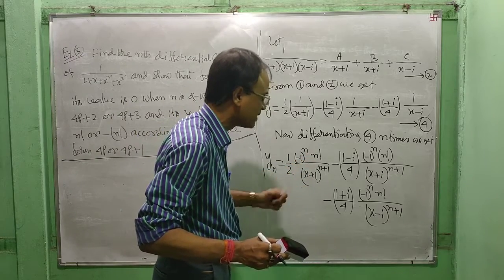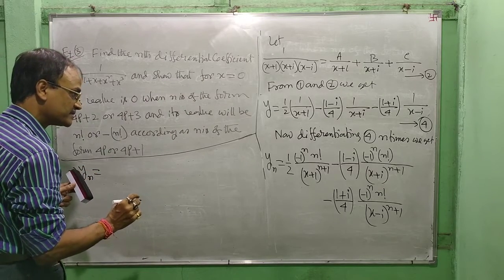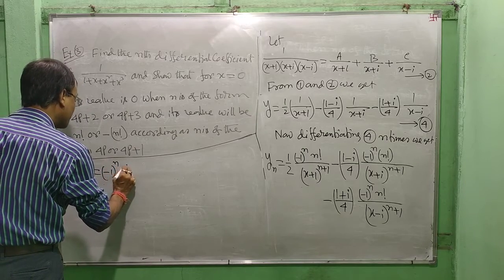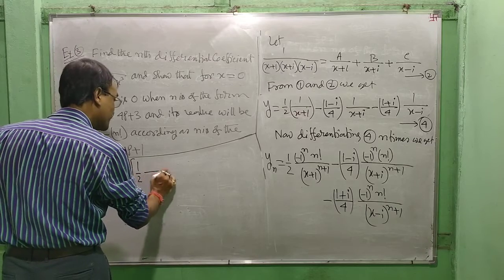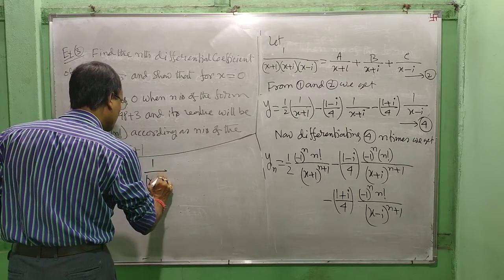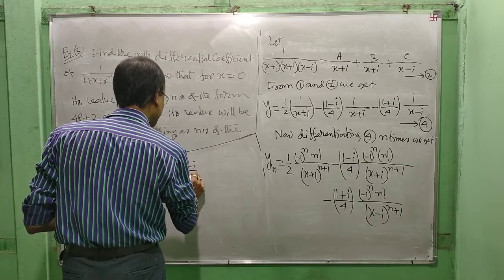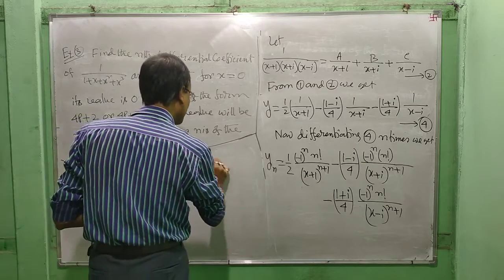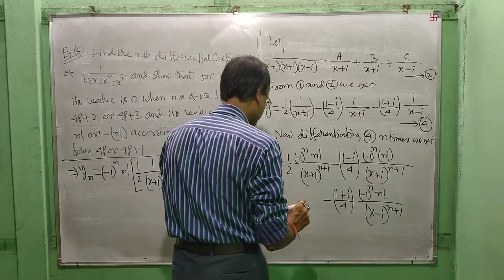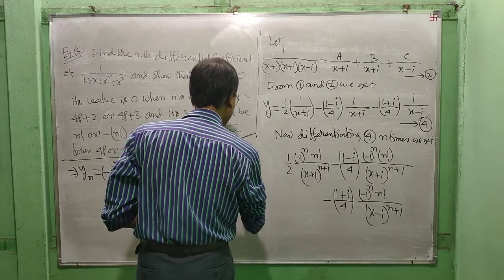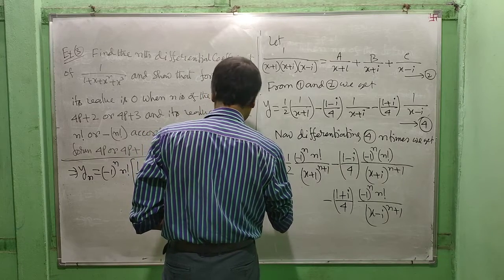Now minus 1 whole to the power n factorial n can be taken common. This means y_n is equal to minus 1 whole to the power n factorial n, which is common. In the bracket you will get half into 1 by x plus 1 whole to the power n plus 1, minus 1 minus i divided by 4 into 1 by x plus i whole to the power n plus 1, minus 1 plus i divided by 4 into 1 by x minus i whole to the power n plus 1. You will get this one.